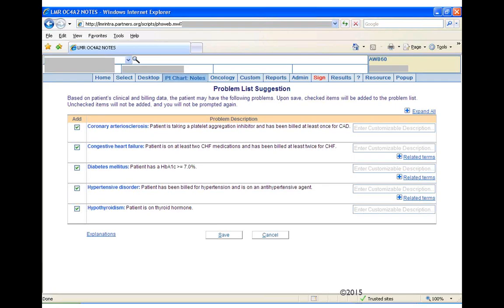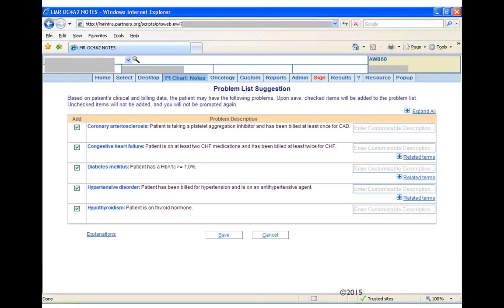For diabetes, they had an elevated hemoglobin A1C, but diabetes wasn't on their problem list. For hypertension, they had been billed for hypertension in the past, and they were on an antihypertensive agent, but again, not on their problem list. And lastly, they were on Synthroid, which almost certainly means that they have hypothyroidism, or at least some variation of thyroid dysfunction, and they did not have hypothyroidism on their list.